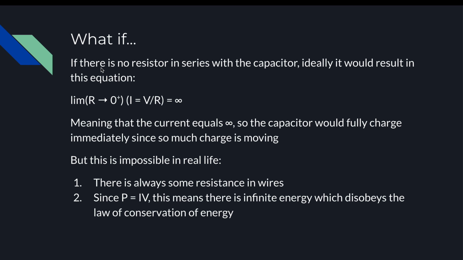All right, so if there's no resistor in series with the capacitor, this means that basically the resistance is zero. And then I equals V over R would equal infinity as R goes to zero. So the capacitor would fully charge instantly since there's so much charge moving. And this is impossible in real life because there's always going to be some resistance in wires. And also, based on the power equation, this means that there's infinite energy, which disobeys the law of conservation of energy.